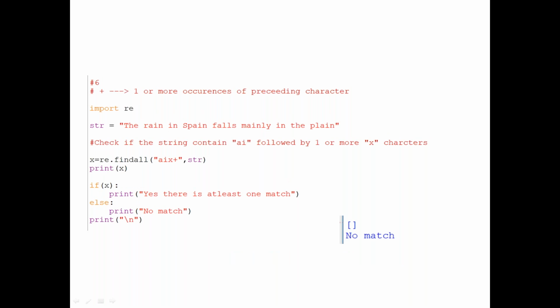Okay, clear. So here is another example, the same statement. I'm asking for a followed by at least one x character, so the plus sign I used. There is no combination of aix, so you got the outcome as an empty list, no match.